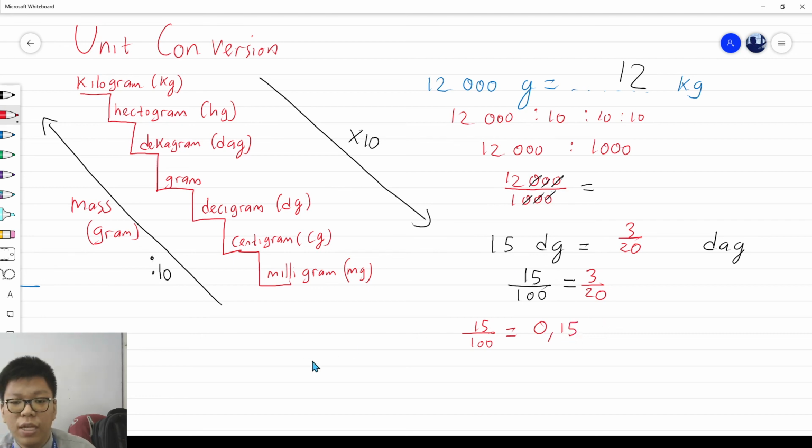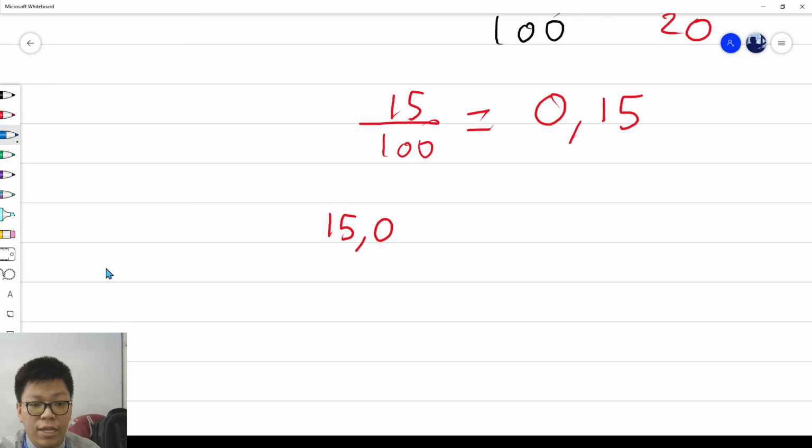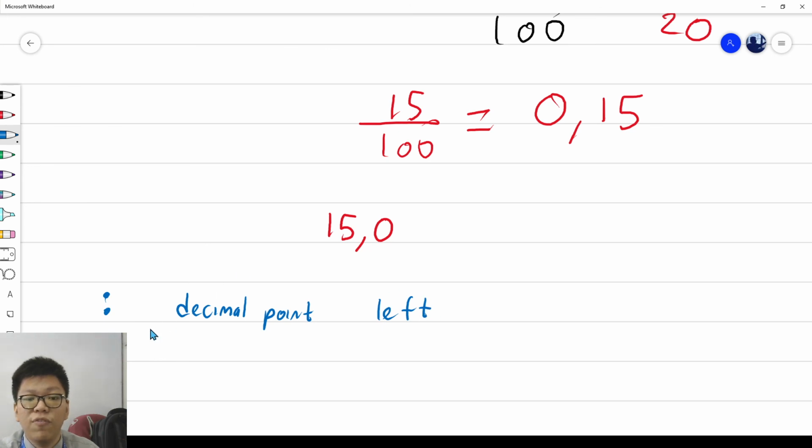Why? Because I'm going to zoom in again. If we have 15 here, we can assume it has 0.0. And then because we divide by 100, the comma or the decimal point will move to the left. Okay, I'm gonna write it. If divide, the decimal point will move to the left. If you multiply, the decimal point will move to the right.